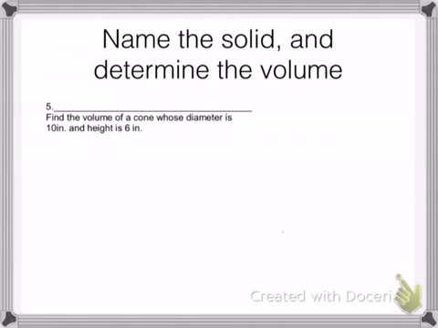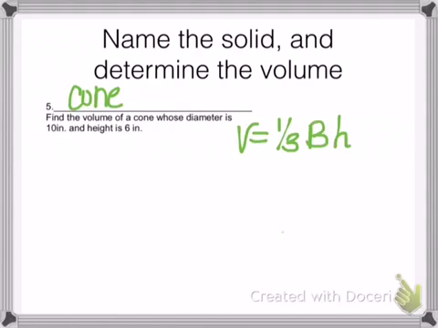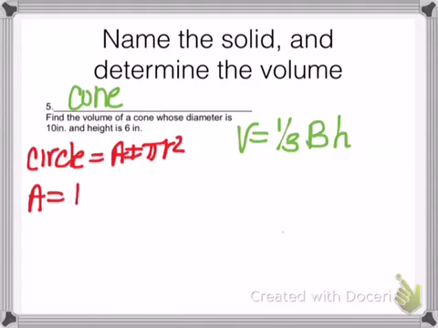Next example. Find the volume of a cone whose diameter is 10 inches and height is 6 inches. So I know I want to find the volume of the cone. The volume formula for a cone is volume equals 1/3 times the area of the base times the height. So the first thing I need to substitute in is the area of the base. A cone has a circle for a base, which is area equals pi r squared. So to find the area of this circular base, area equals pi times, if the diameter is 10, then the radius is half of 10, which would be 5. So I know the area of my base is 25 pi.